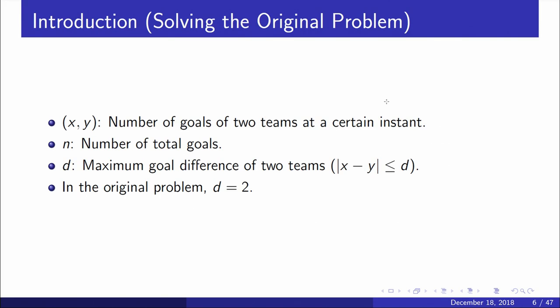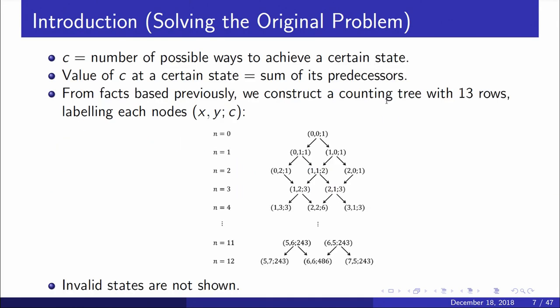Now we have some simple definitions, where x and y are the number of goals of the two teams at a certain instant, n is the number of total goals, which is n equals x plus y, and d is the maximum goal difference of the two teams. In our original problem, d is equal to 2. We also define c as the number of possible ways to achieve a certain state, where the value of c at a certain state is determined by the sum of its predecessors.